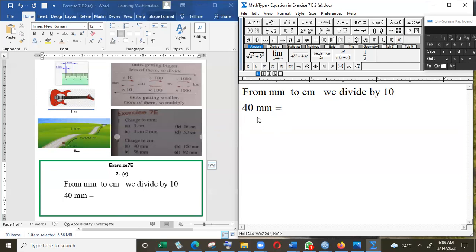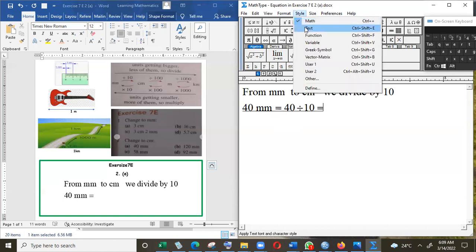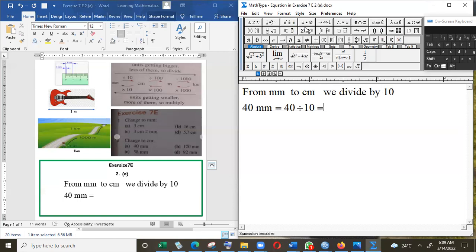So we have 40 millimeters. So that will equal 40 divided by 10. 40 divided by 10. Okay? And that will just give us 4 centimeters. Okay, so please take this down.